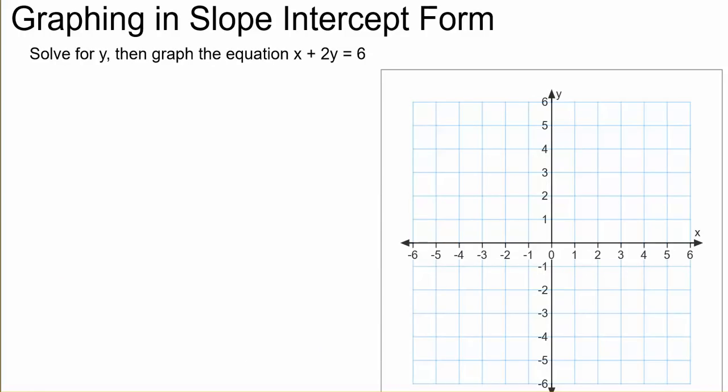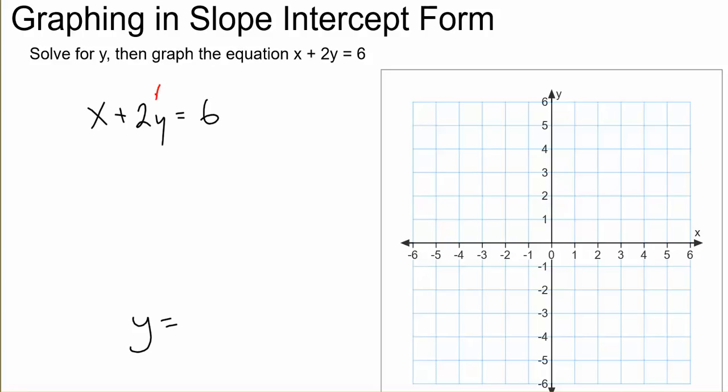Graphing in slope-intercept form, so we need to change this equation to be in slope-intercept form. Another way of saying that is just solve for y. Another way would be to write in function form, or to write y as a function of x. So we want this eventually to say y equals.